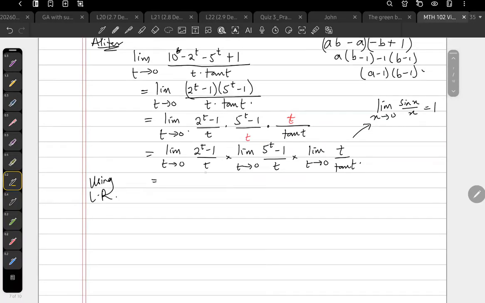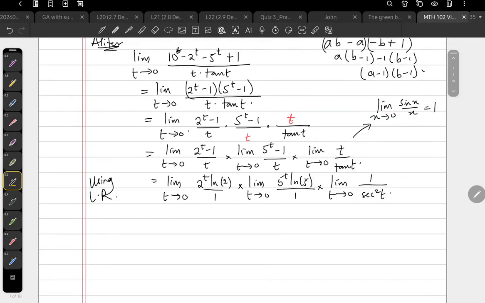So in this case, if we use L'Hopital's rule for the three of them even, this is the same thing as the limit as t goes to 0 of the derivative of the numerator. The derivative of 2 to the power of t is 2 to the power of t times natural log of 2 over 1. The same thing with the second term: 5 to the power of t times natural log of 5 over 1. And the last one, the limit as t goes to 0 of 1 over sec squared t. So I have used L'Hopital's rule on 3 of them. I think this is an easier application of L'Hopital's rule than the first method.